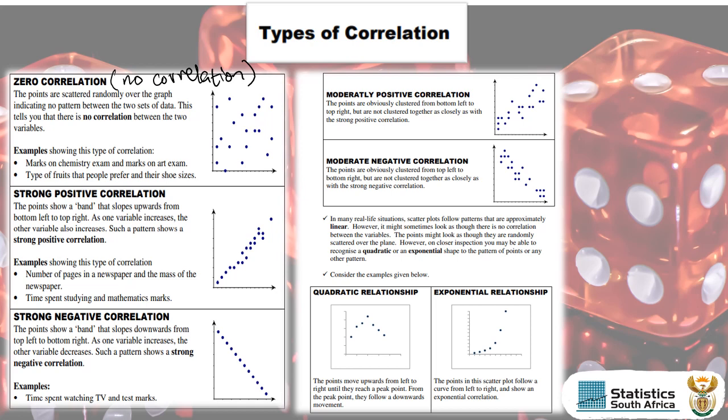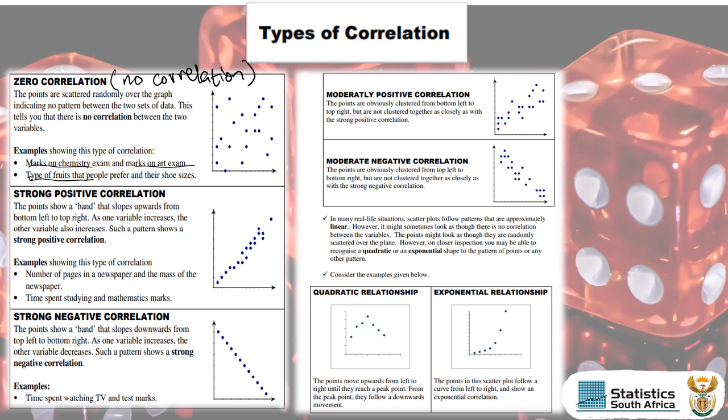An example showing this correlation is the marks on a chemistry exam and the marks on an art exam, right? Those are two different subjects. There can't be correlation between these two marks, right? So there's no relationship. They don't influence each other in any way. Also, the types of fruits that people prefer and their shoe size. You can't say because someone is wearing a big shoe, they eat this type of fruit. No relationship. It does not make sense, right?